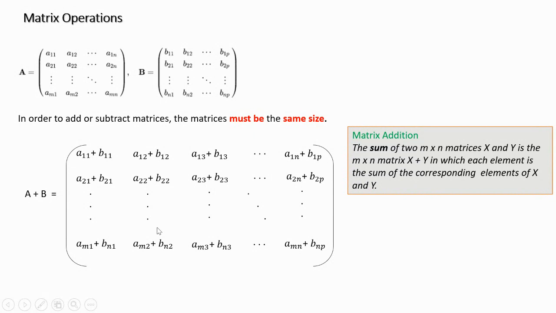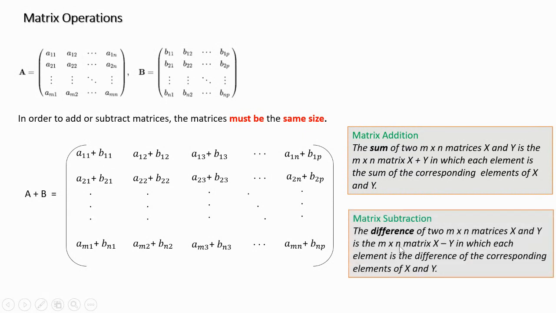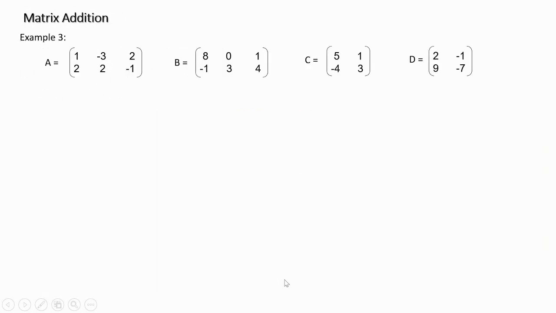Guys, all this is saying is that say this is matrix A, matrix B, you're going to be adding the same position for every matrix. For example, A11 plus B11, A12 plus B12. That's what it means in the definition here. And same thing for subtraction. For subtraction, it's going to be the same thing. It's going to be A11 minus B11, A12 minus B12, and so forth. Now let's do examples with numbers.